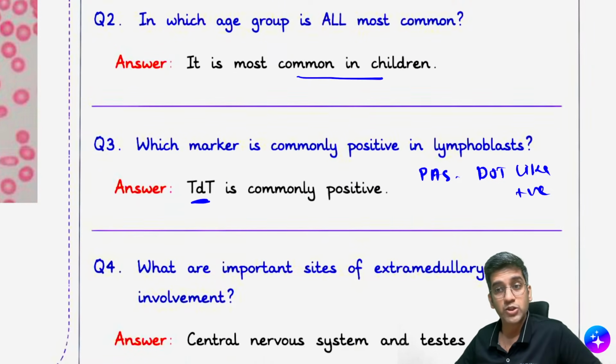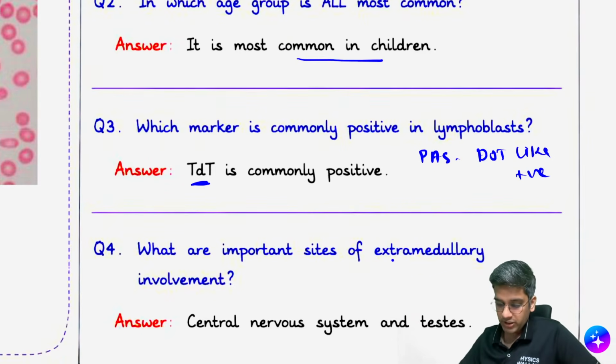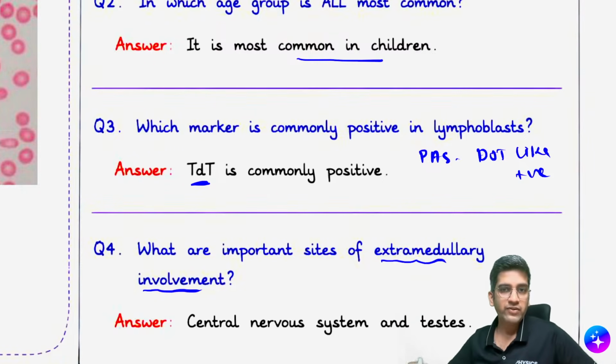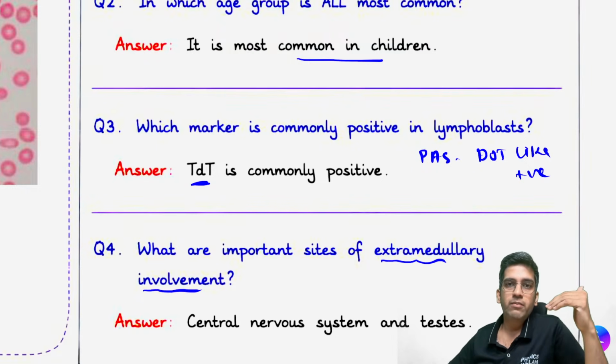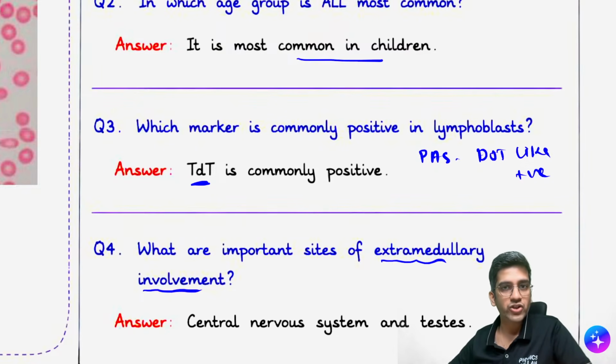MPO is for your myeloblast. Do remember them. I'll talk slowly. See, this also is important: extramedullary involvement, outside the bone marrow, where all your blasts can be involved in case of an ALL. That is very, very important because this determines the prognosis. If any question has CNS involvement or testicular involvement, this means it's a bad prognostic marker.